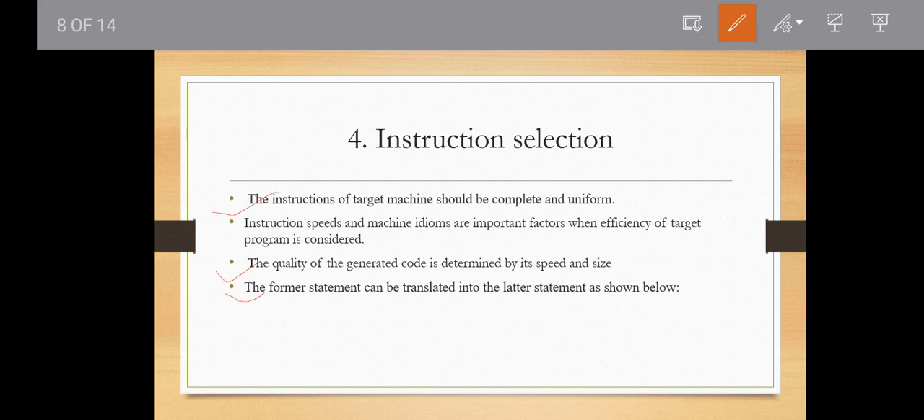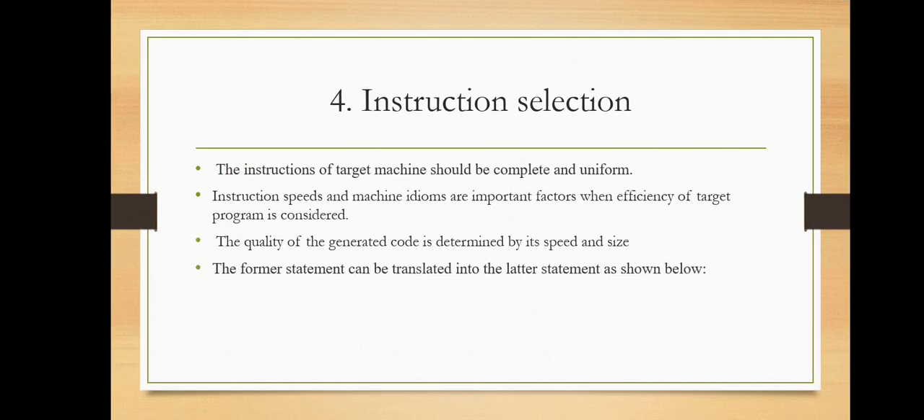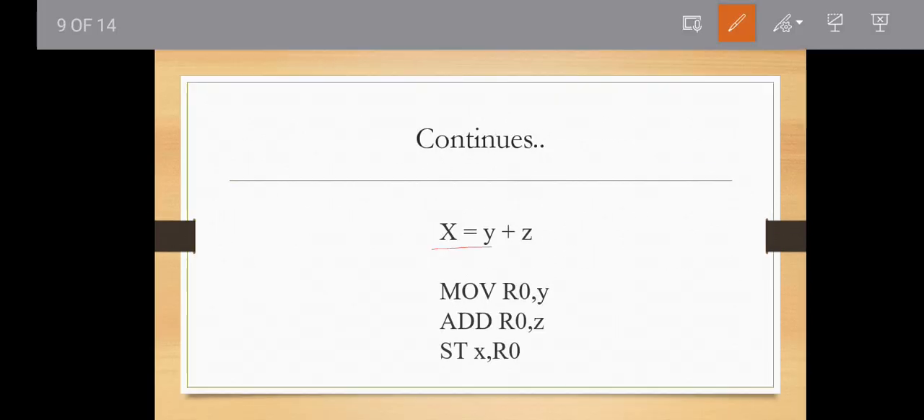The former statement can be translated into the latter statement as shown. This is easier to understand by example. Here the expression is x = y + z, and we are converting it into assembly language. First we move y into the R0 register. Then we perform the addition of R0 and z. R0 is nothing but y, so we are adding y and z and storing the result in R0. At the end, we store the result in the x variable.